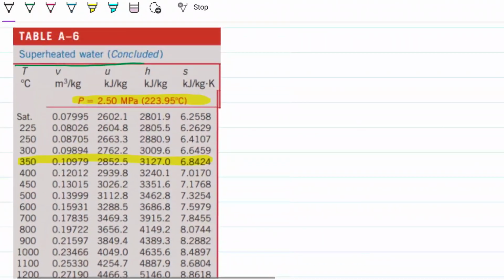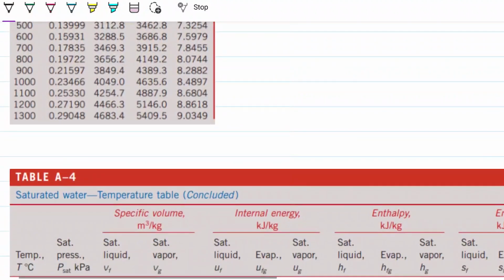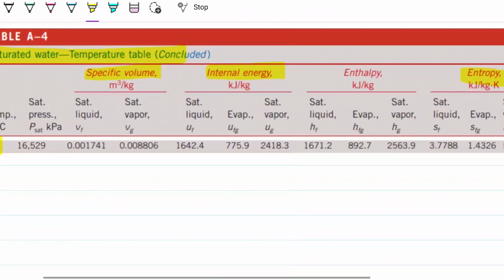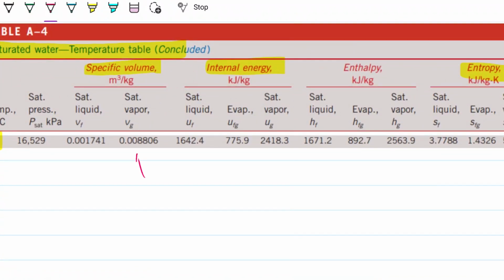For state 2, I need to go to the saturated water table for temperature at 350, because that's the temperature of our second state. And here I need to look for the specific volume, the internal energy, and the entropy. Because we know it's 90% quality, we know that 90% of what we're looking for is coming from here, and the remaining 10% is coming from here. So all we need to do is some simple math to grab all three properties we're looking for.